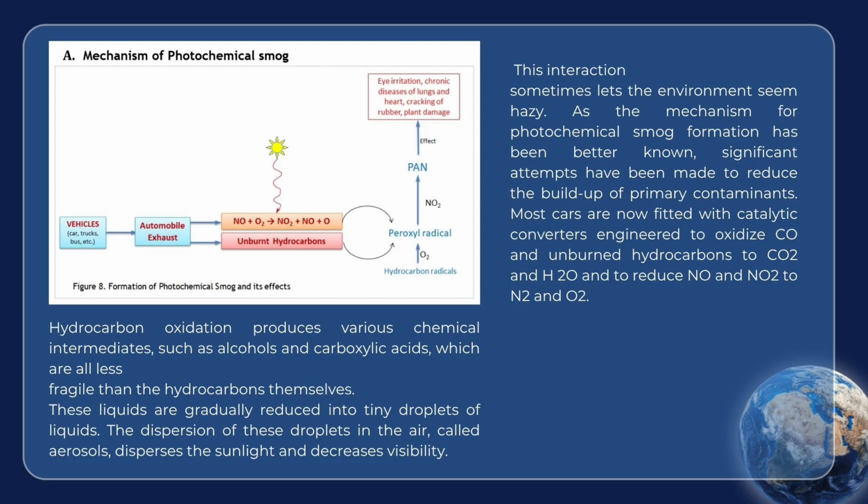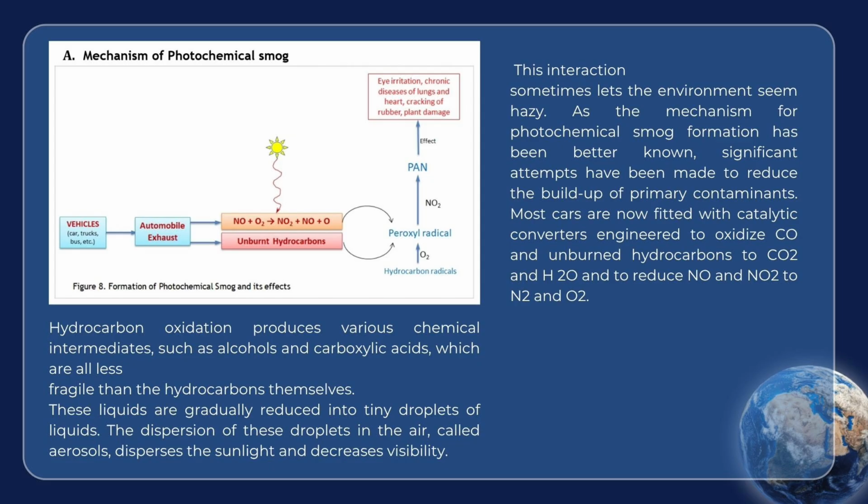As the mechanism of photochemical smog formation has been better known, significant attempts have been made to reduce the buildup of primary contaminants. Most cars are now fitted with catalytic converters engineered to oxidize carbon monoxide and unburned hydrocarbons to carbon dioxide and H2O or water, and to reduce nitrate oxide and nitrogen dioxide to nitrogen and oxygen.